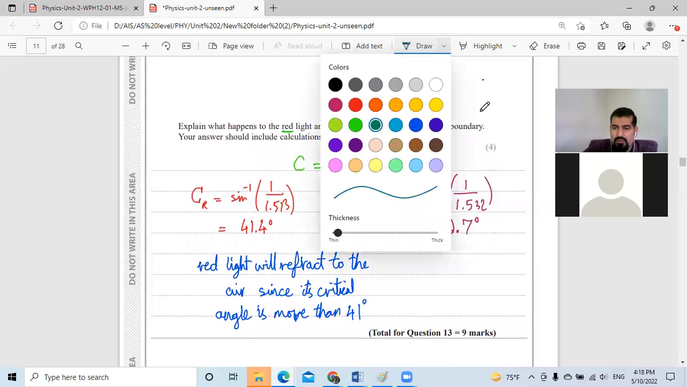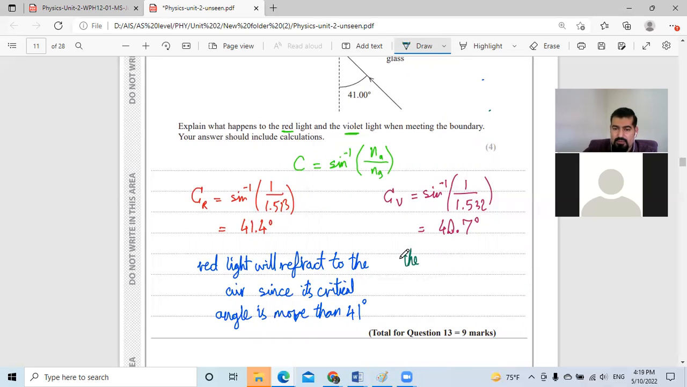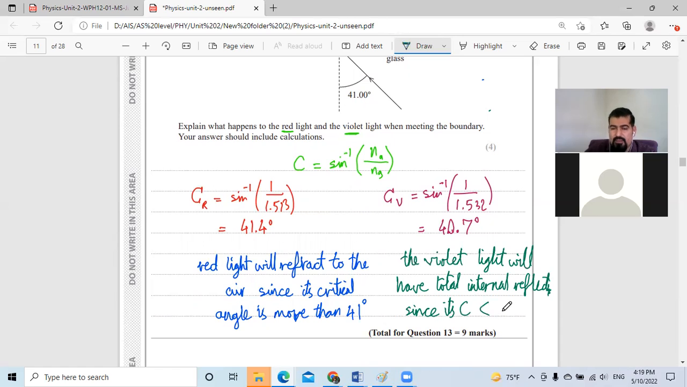But here, the other one, the violet, what happened to it? The violet light will what? Will have total internal reflection, since its critical angle is less than what? 41 degrees. Okay?